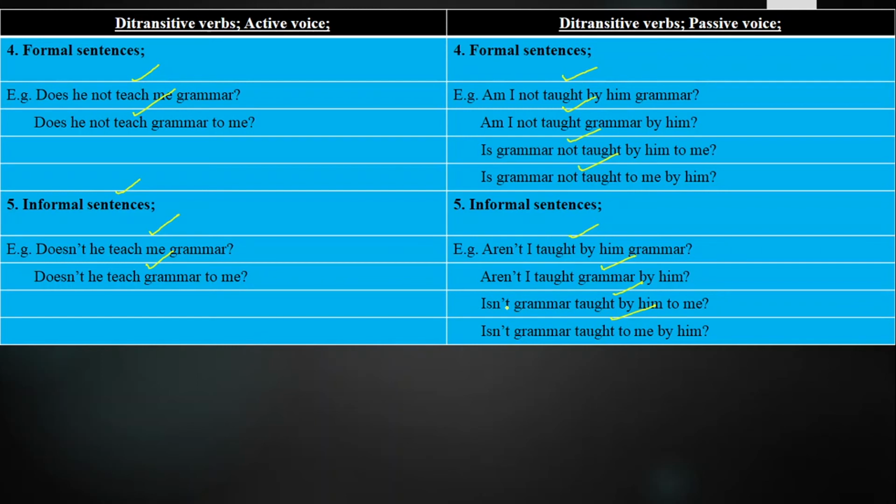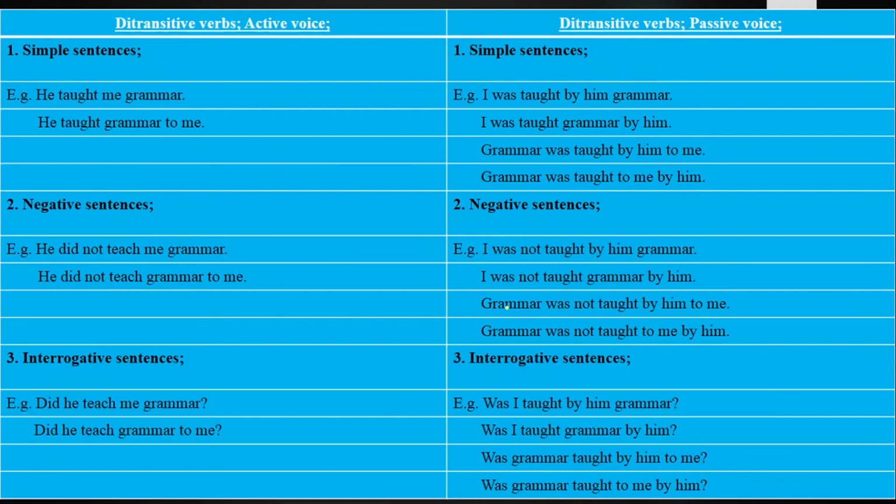Let's begin the past indefinite tense, and how you are going to change them. The past indefinite tense simple sentences we have: he taught me grammar, he taught grammar to me, I was taught by him grammar, I was taught grammar by him, grammar was taught by him to me, grammar was taught to me by him. Negative sentences of past indefinite tense: he did not teach me grammar, he did not teach grammar to me, I was not taught by him grammar, I was not taught grammar by him, grammar was not taught by him to me, grammar was not taught to me by him.